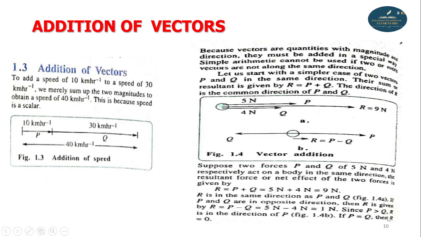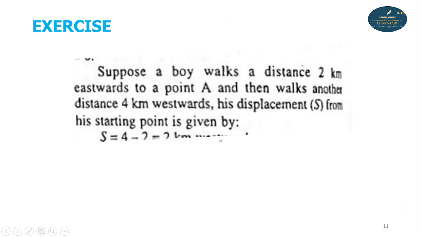Since P is greater than Q, R is in the direction of P. So now, exercise. Suppose a body walks a distance 2 km eastwards to a point A, and then walks another distance 4 km westwards. Its displacement from a starting point is given by what? So how do we solve this kind of question?